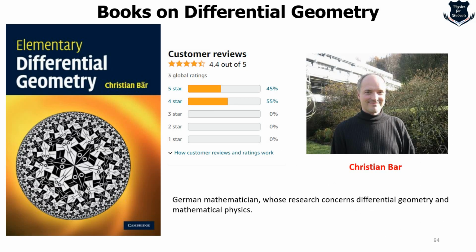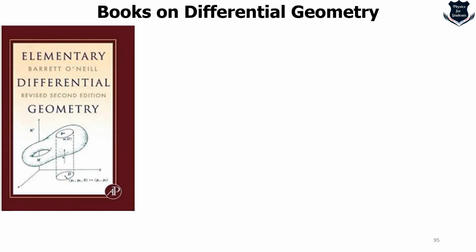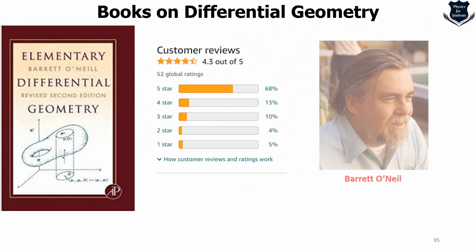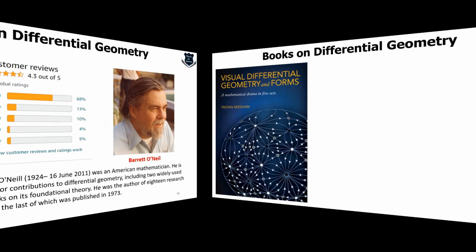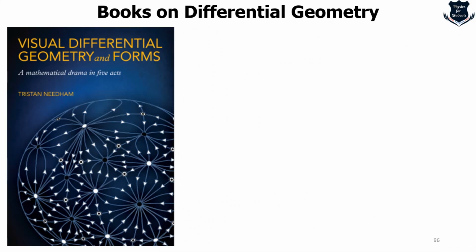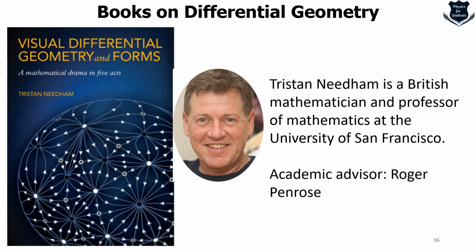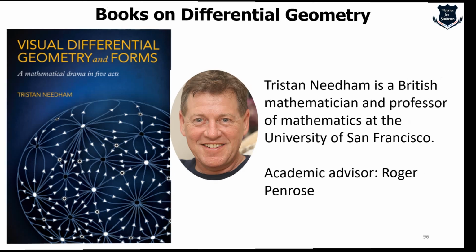And the next book would be this one, which is, I would say, one of the greatest, a kind of Bible: Elementary Differential Geometry by Barrett O'Neill. It is very clear and crisp, and anybody can understand. The next book is a little bit exhaustive, and it gives you a kind of visual demonstration of differential geometry. That is Tristan Needham's Visual Differential Geometry. His academic advisor was the Nobel laureate Roger Penrose, so no question on his credentials.